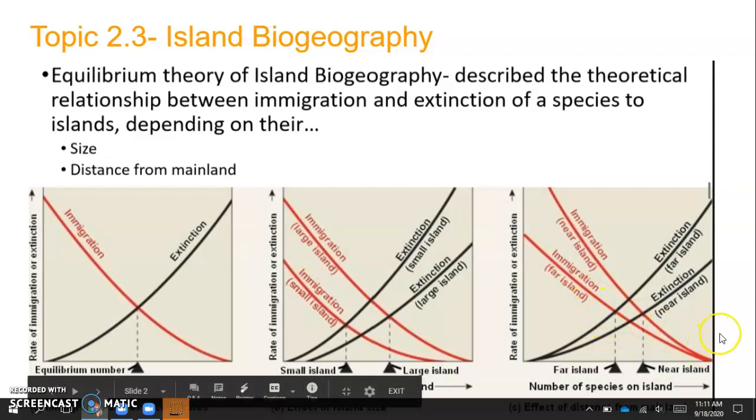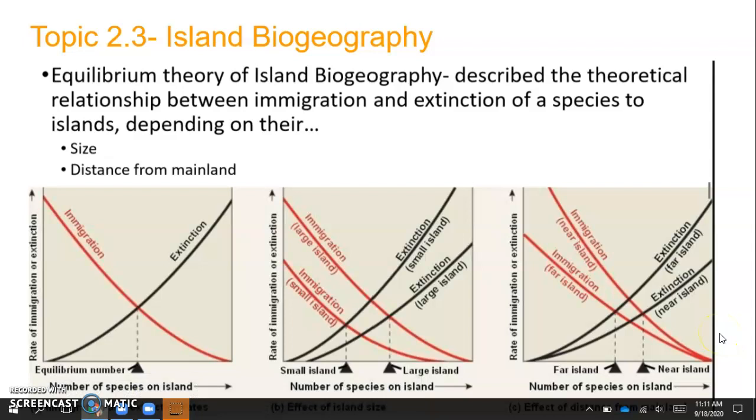Now this means there's kind of a Goldilocks island for island biogeography. In terms of islands itself, the island that will be the most biodiverse and have the most organisms and the lowest rate of extinctions will be large islands that are close to the shore. So large islands that are close to the shore will have more biodiversity, and small islands that are further away from the mainland will have lower biodiversity.